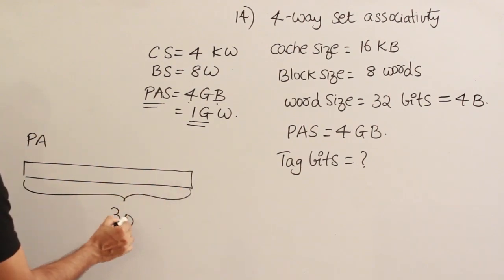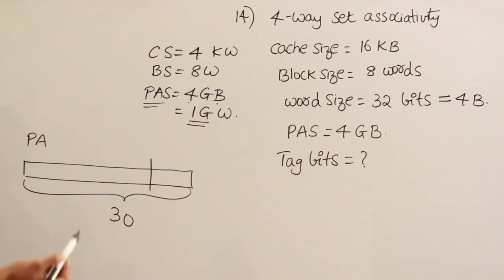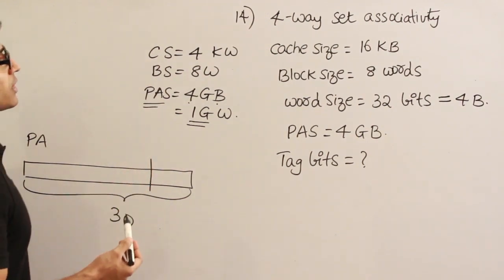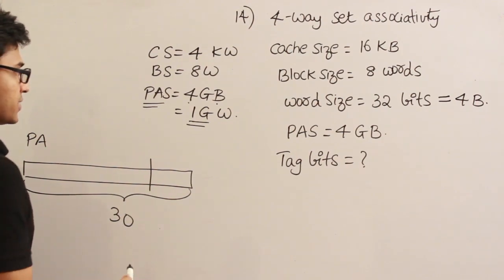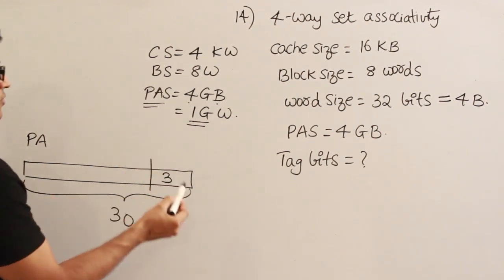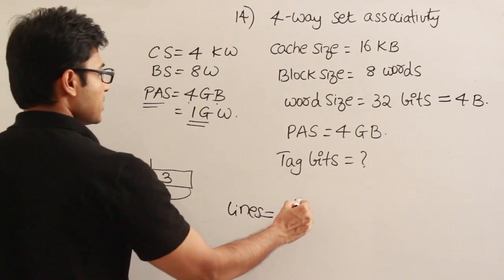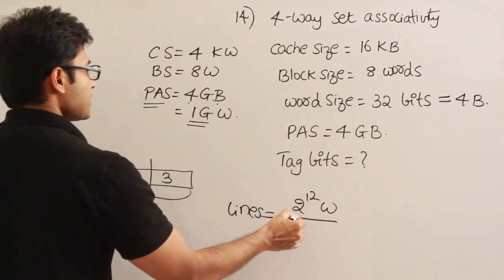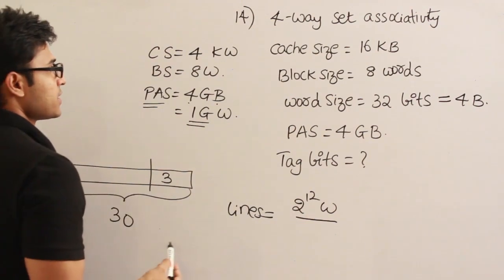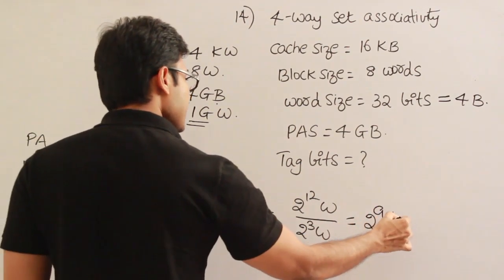Now you know that the least significant bits are going to talk about the word number or block offset. So what is the block offset here? What is the block size? Block size is 8 words. Therefore 3 bits are required for the block offset. Fine. And then what about the number of sets? First you have to find out the number of lines in cache. The number of lines in cache is the cache size, 4K which is 2 power 12 words, divided by block size 2 power 3 words. Therefore it is going to be 2 power 9 lines, right?